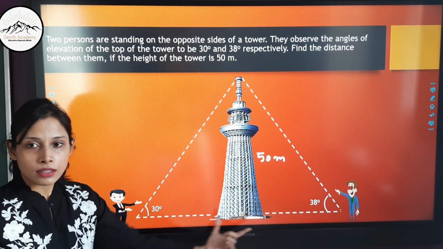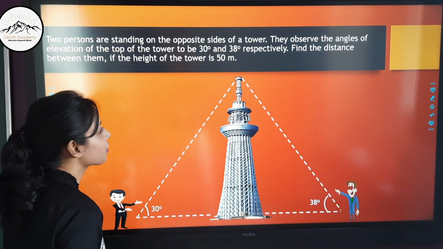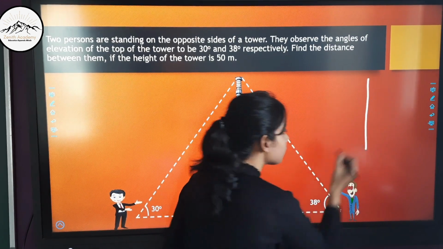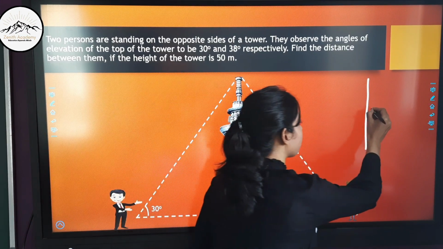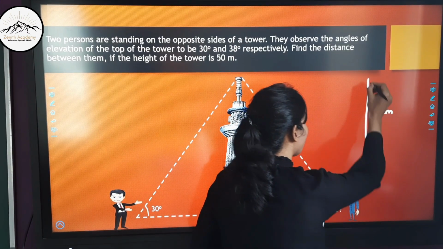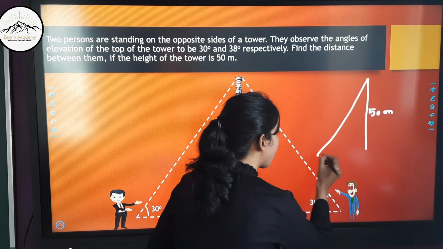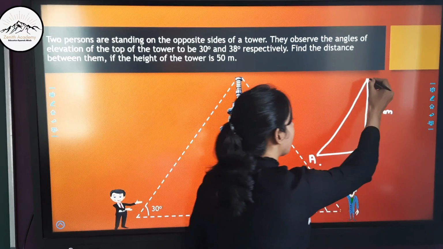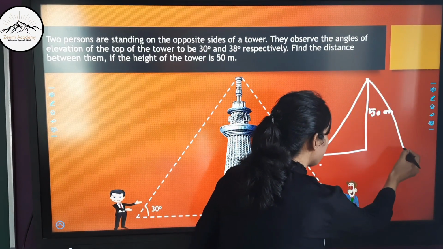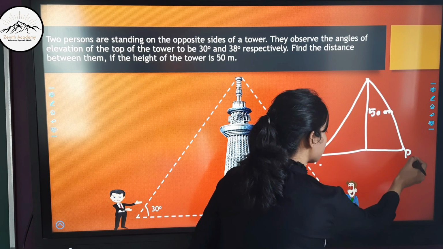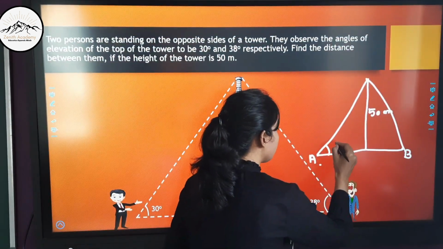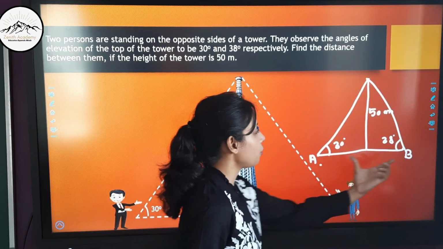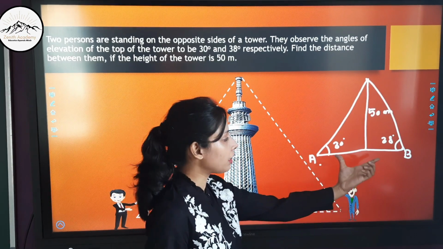Now we need to find this horizontal distance. So if we draw the actual diagram, what it will be like, this straight line is the tower, which is 50 meter. This is the angle of elevation for the first person. Let's suppose this is A. This is the angle of elevation for the second person, and let's suppose this is B. Now this angle is 30 degrees and this angle is 38 degrees. And we need to find the distance of AB. We need to find the measure of AB.